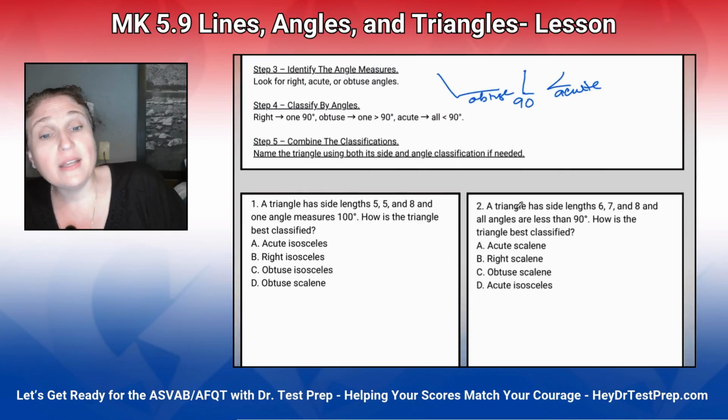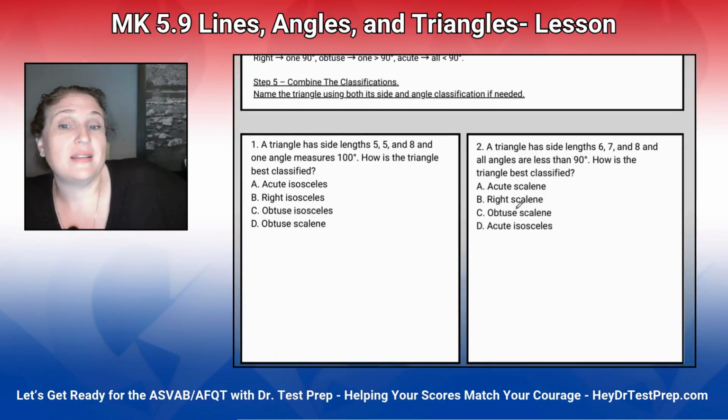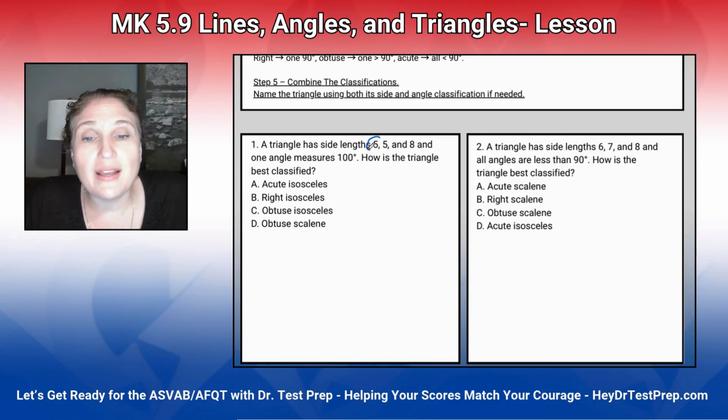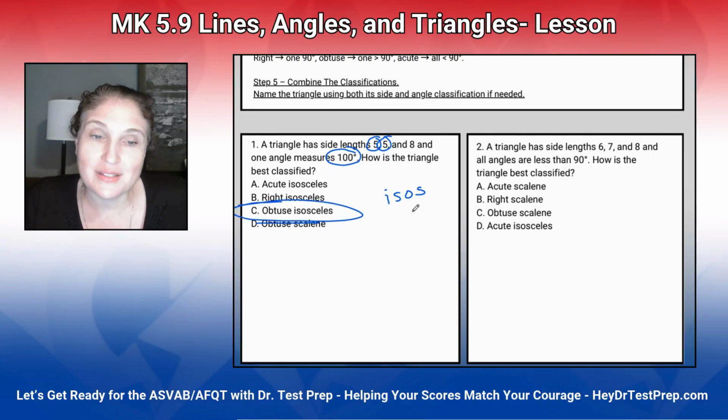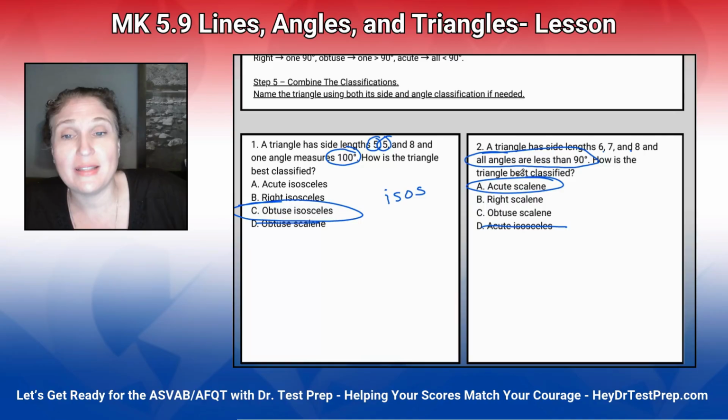Okay, so here we're going to be classifying based on sides and angles. Right away, I see two sides that are the same, so I know it's got to be isosceles. One angle is 100 degrees. That's an obtuse angle. So this is obtuse isosceles. Here, 6, 7, 8, all these sides are different, so it's not isosceles. And all angles are less than 90. So it's acute scalene.